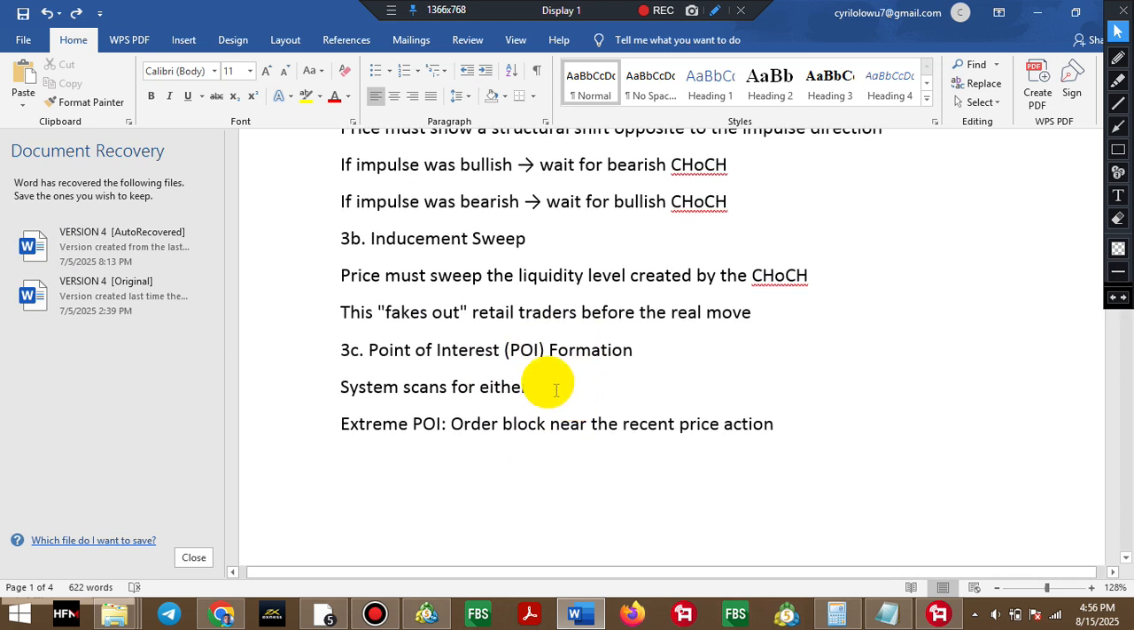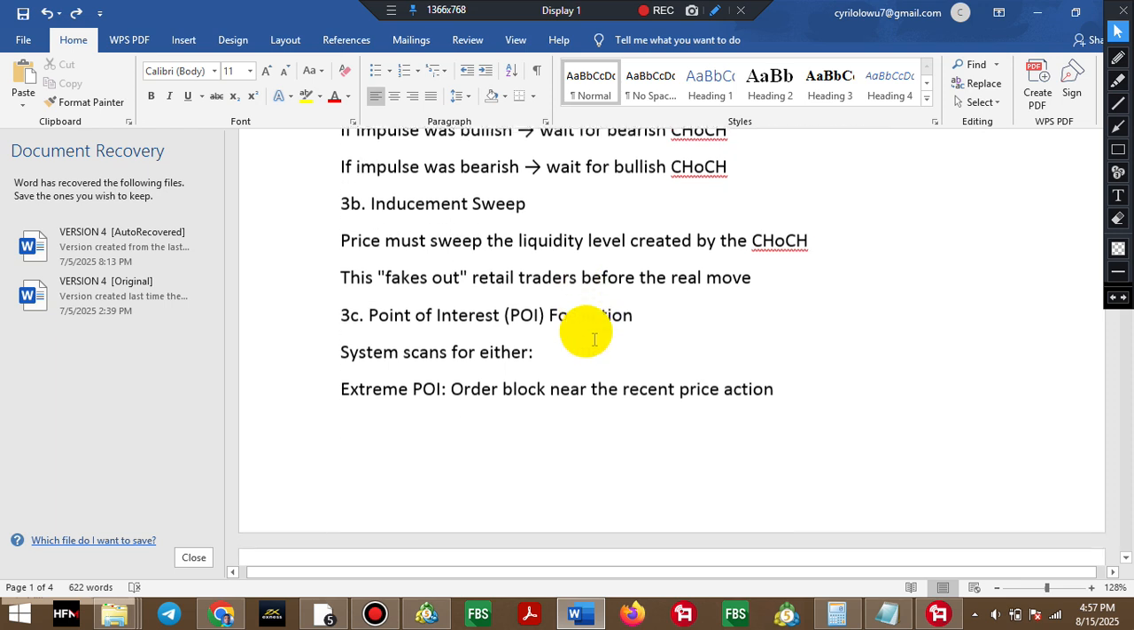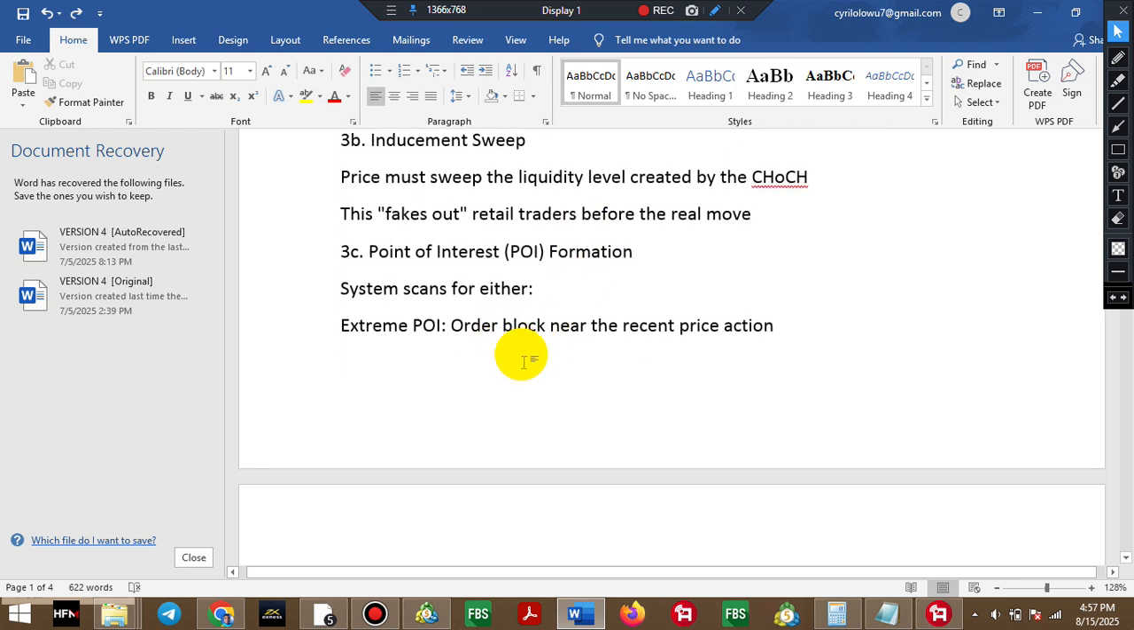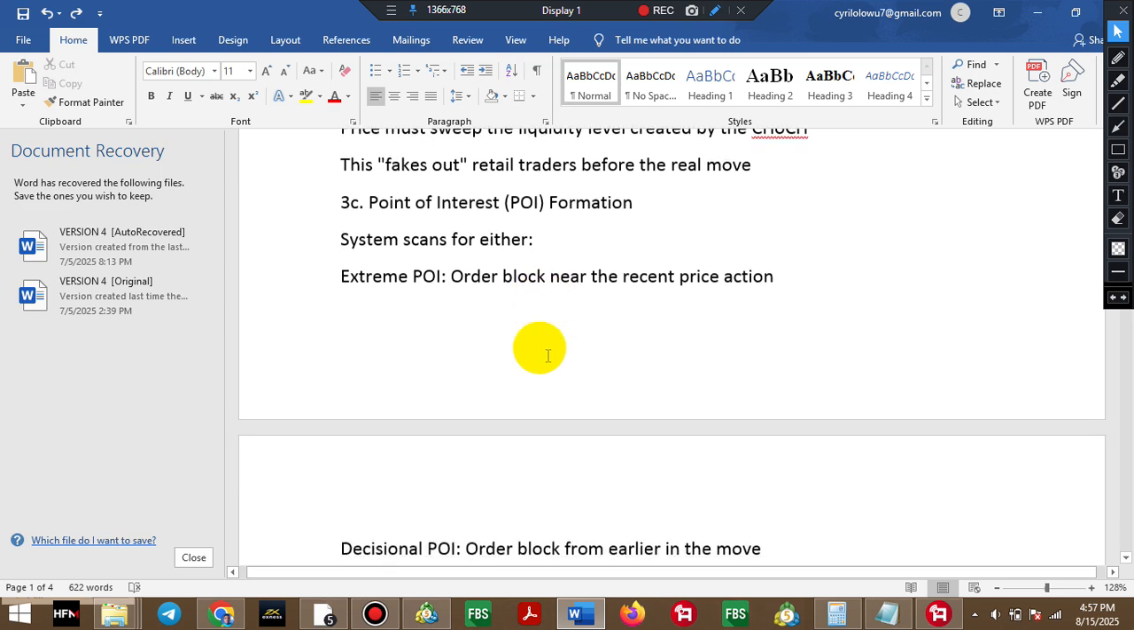So once that inducement is taken out, then it starts looking for a POI. What is a POI? Point of interest, which can be order blocks, right? A bullish order block, after price has taken out the inducement. So it now looks for it. Immediately price mitigates it, then it generates the signals for you. That is when you see it sends you a code for buy, right? That is after the inducement has been what? Flushed out.